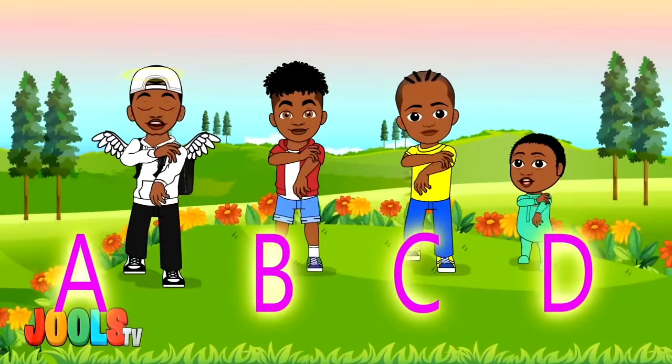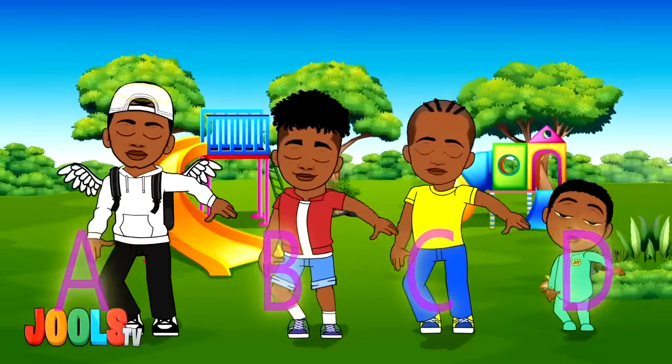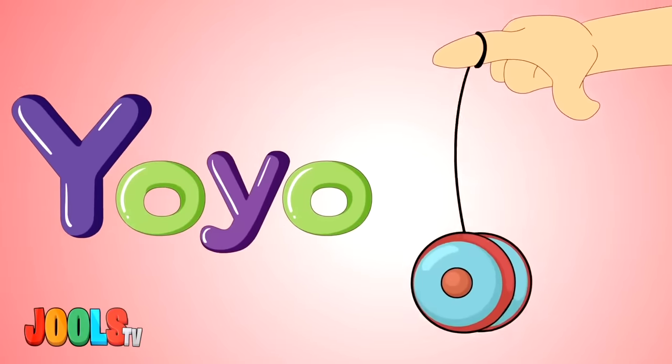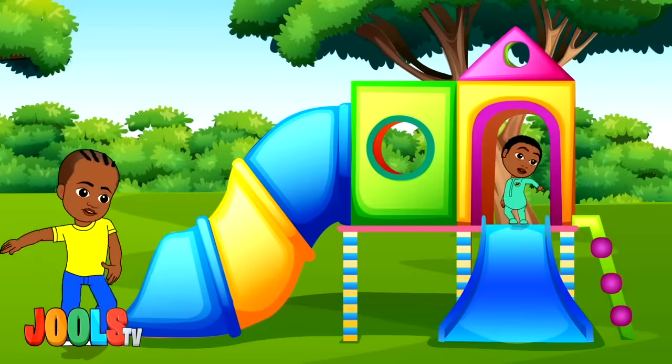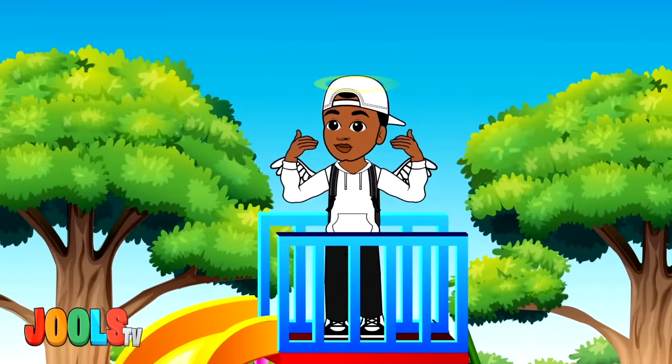A to Z, we're learning all our ABCs. ABCs, now won't you come and sing with me? Come and sing with me. Y is for yo-yo. Yo. Z is for zoo. Zoo. I just learned my ABCs. ABCs, I hope you learn them too.